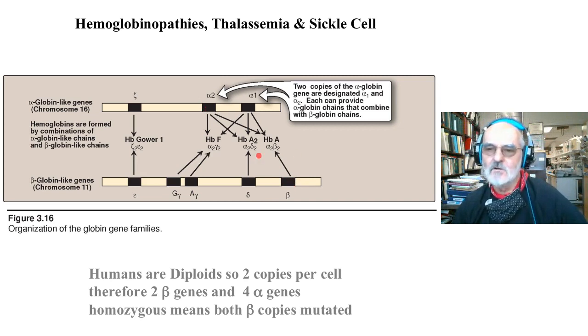Since there's a single copy of beta, that means in the diploid sense, there are 2 copies that we carry around in our chromosomes. There are 2 alpha chains on each DNA strand, and therefore, since we're diploids, there are 4 total alpha genes, and that has implications for disease states for alpha that we'll talk about when we start talking about thalassemias at the end of this PowerPoint.